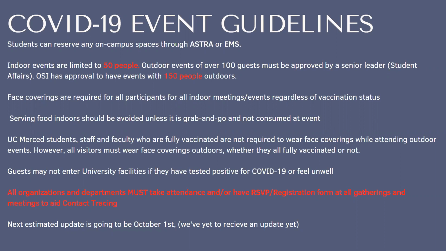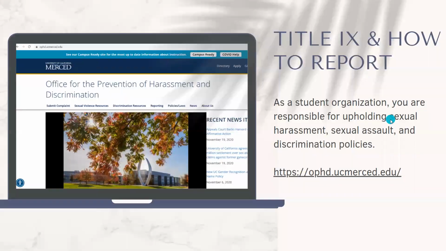Guests may not enter university facilities if they have tested positive for COVID-19 or feel unwell. All organizations and departments must take attendance or have an RSVP registration form at all gatherings and meetings to aid contact tracing for COVID-19. And obviously the next estimated update was supposed to be October 1st, but those continue to change. So we have not had any of those yet.